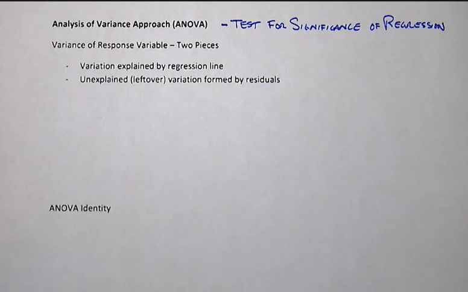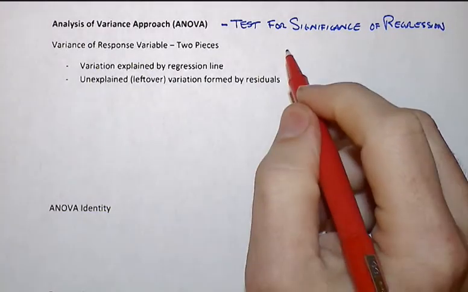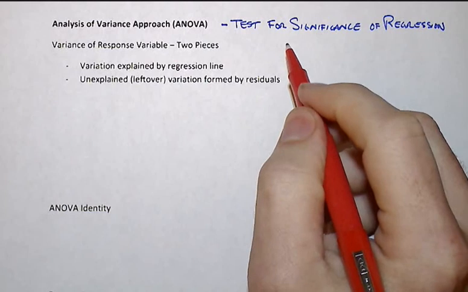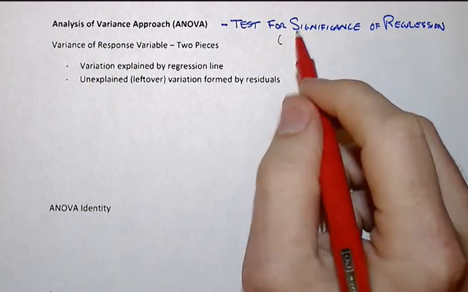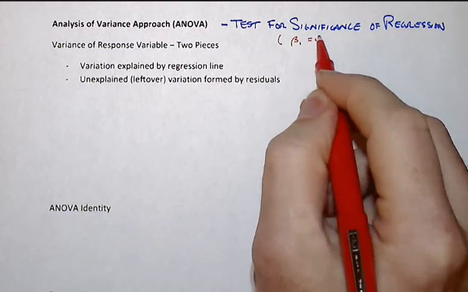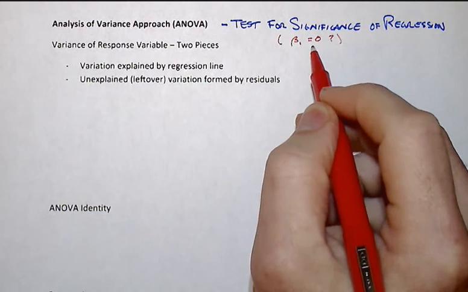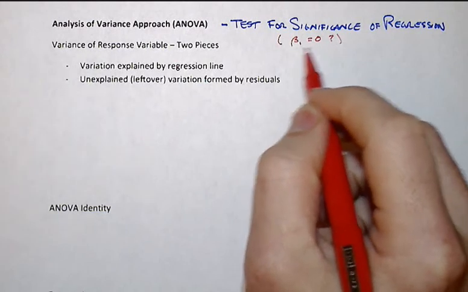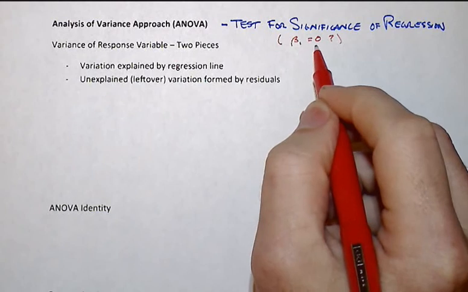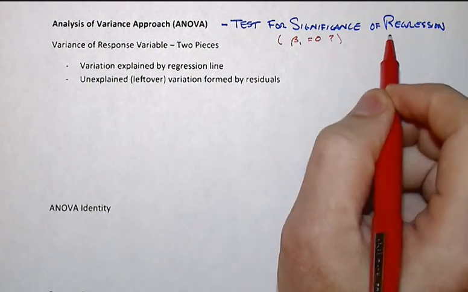Previously we took a look at whether there was significant regression, or significance that two random variables did have a potential relationship, by looking at that hypothesis test related to the slope being equal to 0. And if we could reject that null hypothesis, that the slope was 0, then we had potentially a regression relationship that we could form.